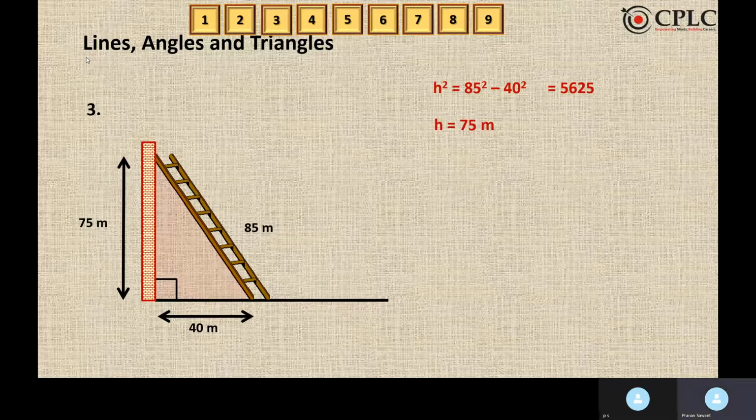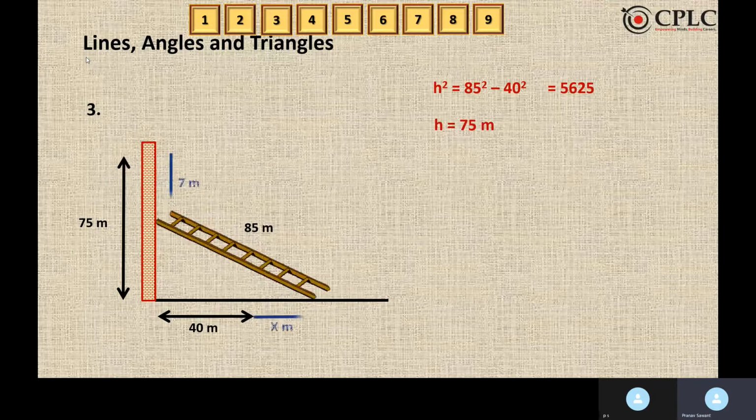Now the ladder slips 7 meters from the top. So if it slips 7 meters from the top, obviously it will move away from the bottom part of the wall. It will move away by some meters. We don't know that, so let us assume the value as x for that. And we have to find the value of x only. In the question, they are asking us to find out the value of x.